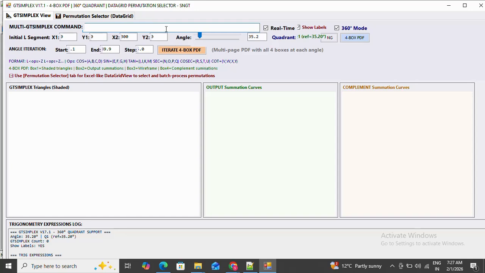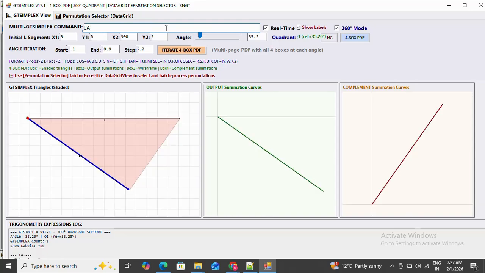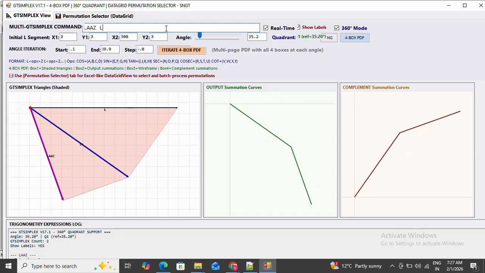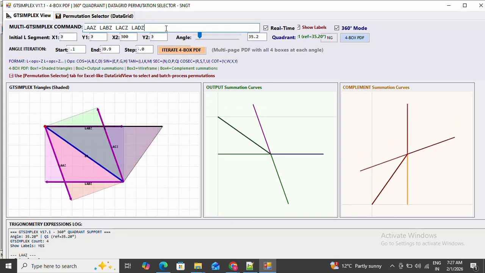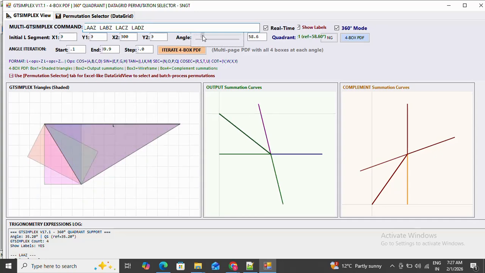Now, how many possible symmetries are there for the Cartesian product of the cos square theta? We can easily say that cos square theta means ABCD Cartesian product with ABCD. Then we will get AA, AB, BC, BD, CA, CD, and DA, DD. Here we can write it in this way: LAAZ, LABZ, LACZ, LADZ. In this way we can construct all these symmetries and all these parameters, and from here we can find several deeper theorems.